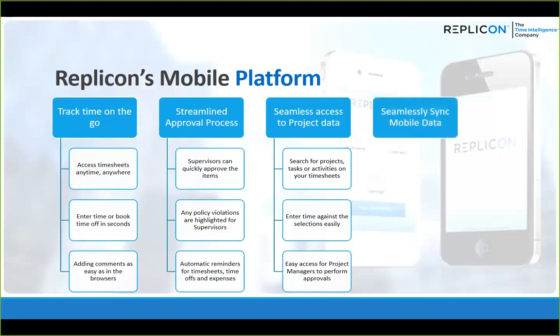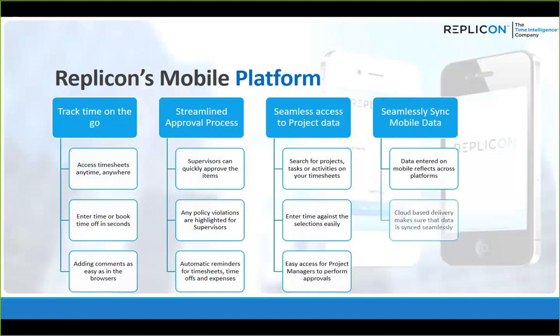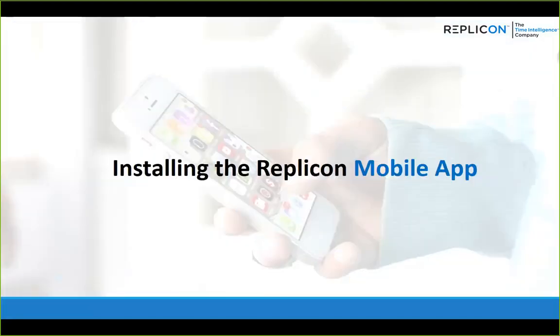And then you have a seamless sync of the mobile data. So the data that's entered on the mobile reflects across all the platforms seamlessly. You have a cloud-based delivery that makes sure that data is synced seamlessly, and you can upload digital receipts when it comes to expense recording in the system. Okay, so that's a brief overview of what our mobile app does as of today.